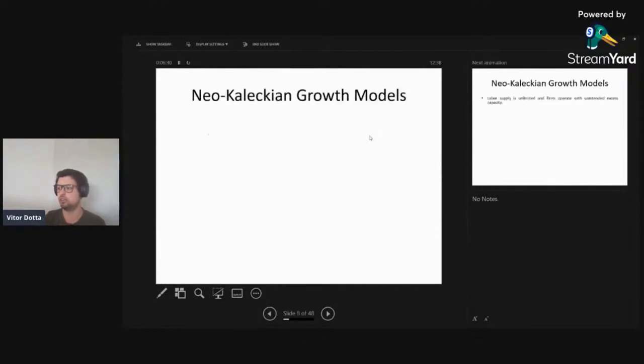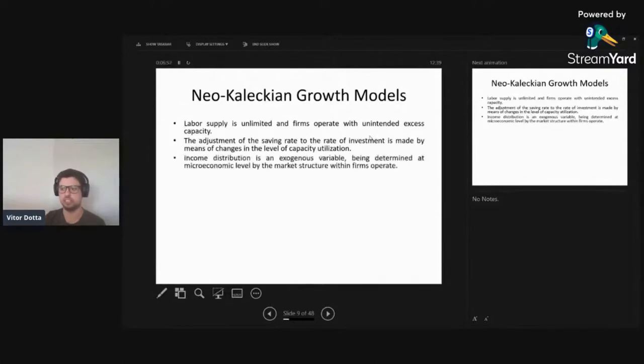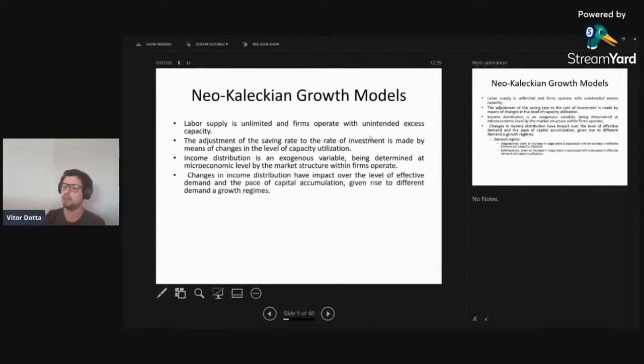So in the new Keynesian growth models, labor supply is unlimited and firms operate with unintended excess capacity. The adjustment of the saving rate to the rate of investment is made by changes in the level of capacity utilization. Income distribution is an exogenous variable and is determined at the microeconomic level by market structures in which firms operate, for instance, the markup level, right?